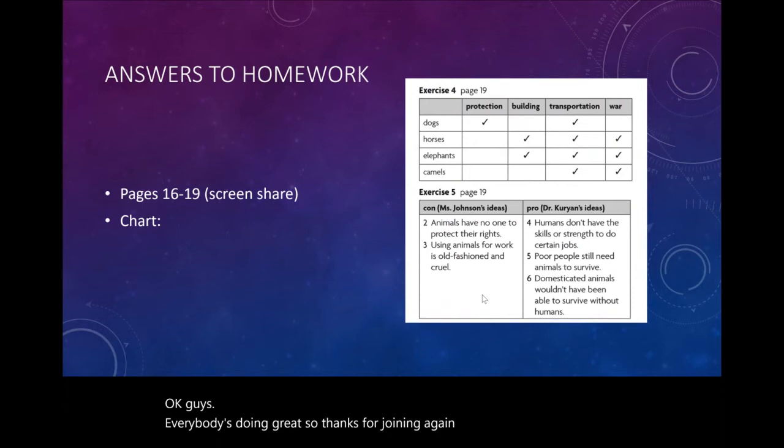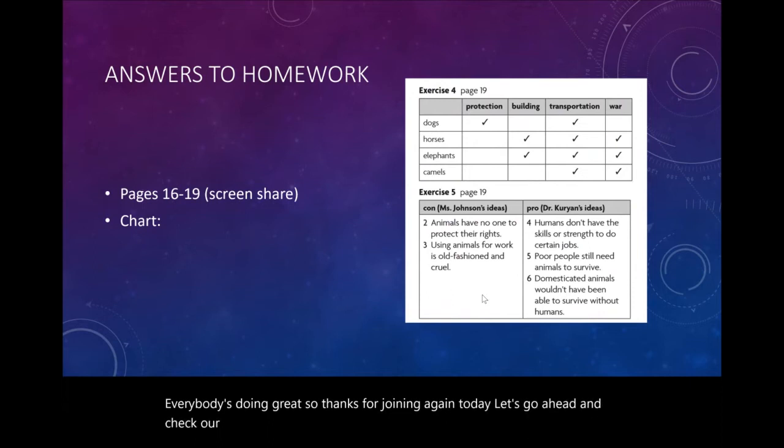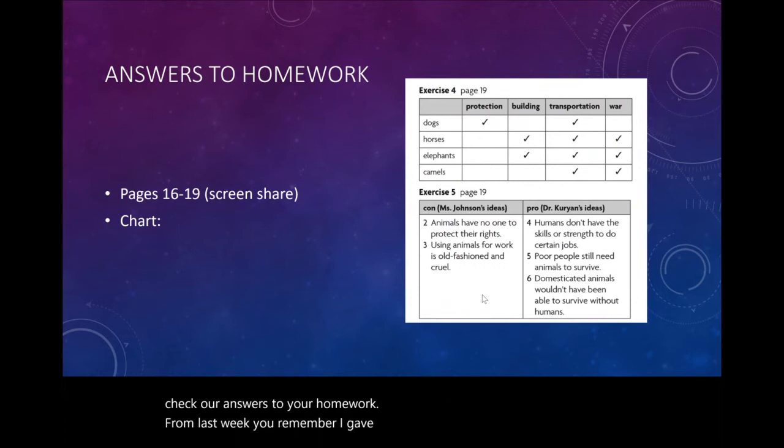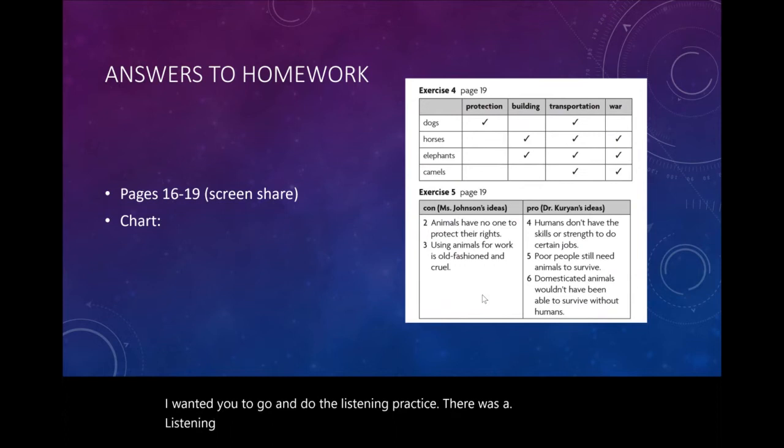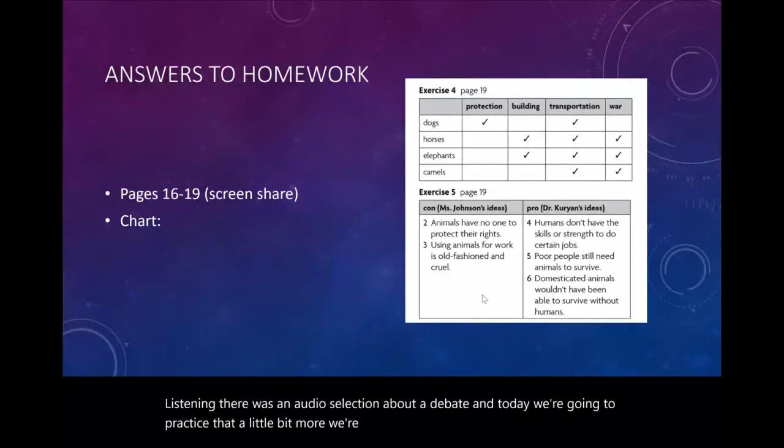Let's go ahead and check our answers to your homework from last week. You remember I gave you homework, page 18. I wanted you to go and do the listening practice. There was an audio selection about a debate. And today we're going to practice that a little bit more. We're going to do some work with that. But I want to make sure we have these answers first.